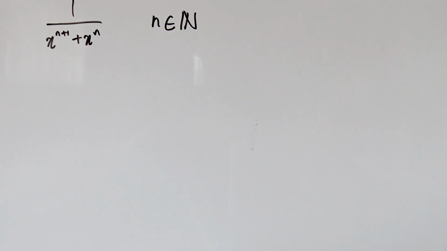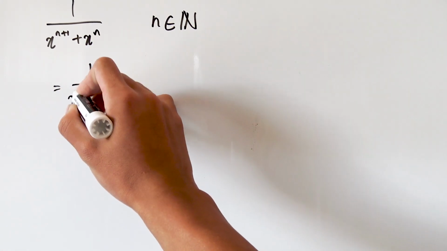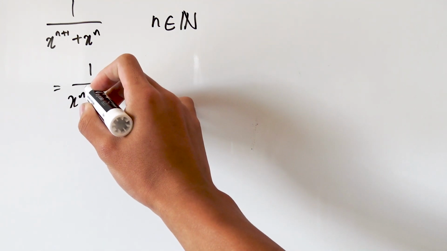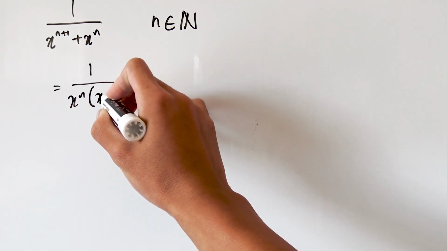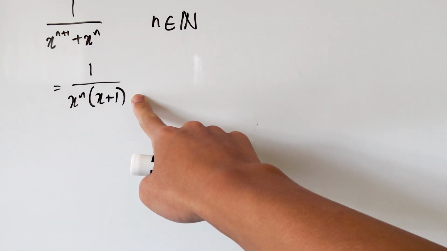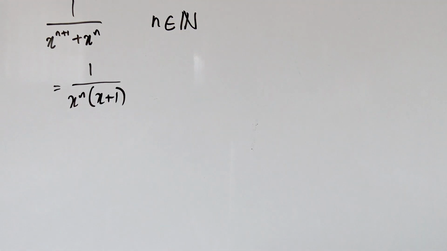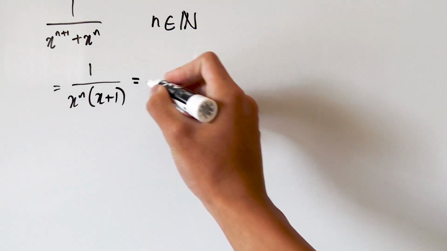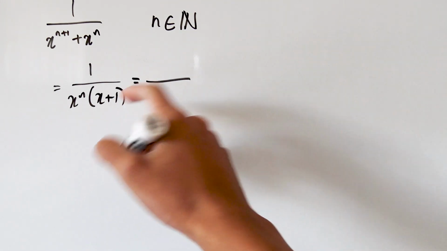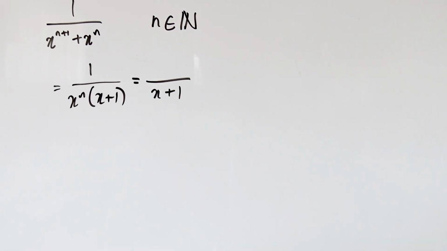Well, first of all, notice that we can factor the denominator a little bit into 1 over x to the n, pulling x to the n out as a common factor, and then times x plus 1 like so. And we want to decompose this into two separate fractions because we have two factors right here. So let's write down the first fraction first. We're going to deal with this x plus 1 factor first, so we have something over x plus 1.